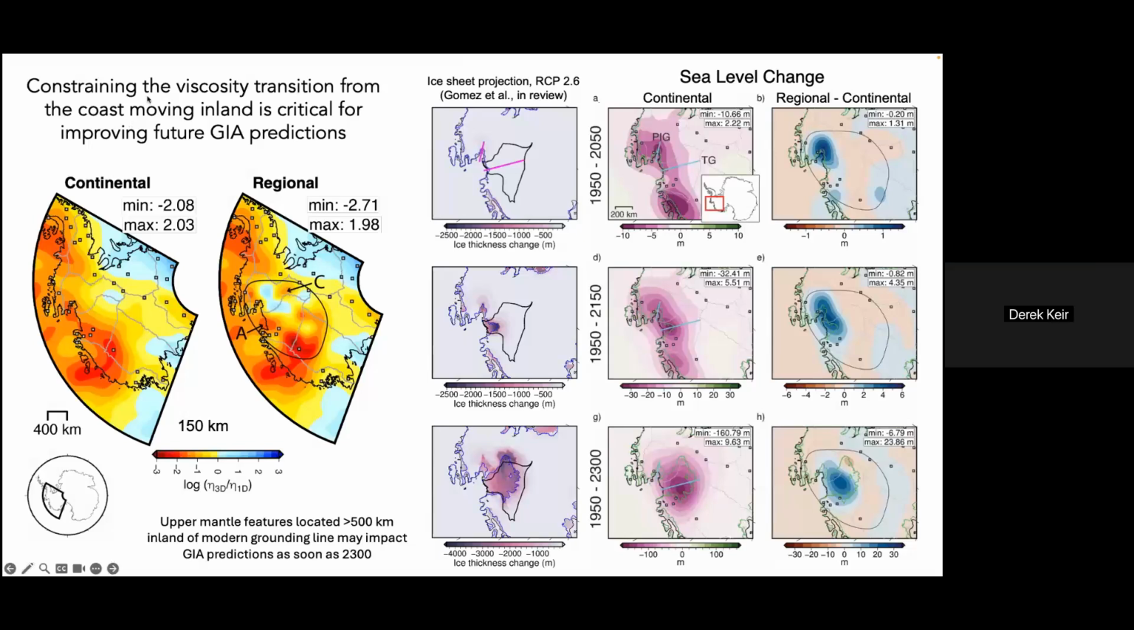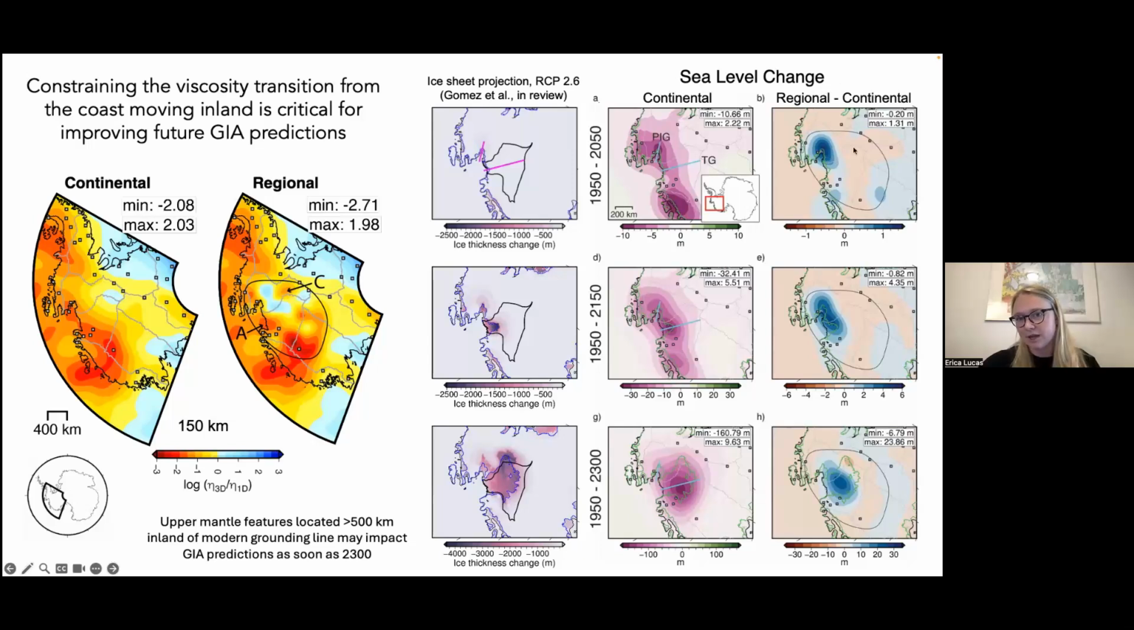Okay. So now looking at future implications, or future glacial isostatic adjustment predictions, we're finding that really constraining this viscosity transition that I mentioned earlier at the grounding line in West Antarctica, and at the Thwaites Glacier and Pine Island Glacier in particular, is going to be critical for improving glacial isostatic adjustment predictions. So you see the biggest differences in the regional versus continental simulations at the grounding line. So this is 2050, 2150, and 2300. But as soon as 2300, we're seeing that upper mantle features located 500 kilometers inland of the modern grounding line start impacting our sea level change predictions.